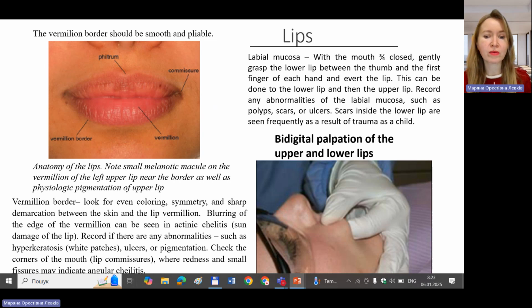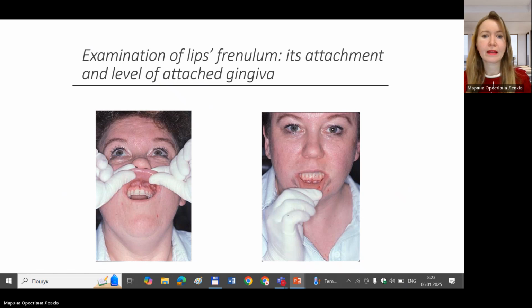Check the corners of the mouth. Lip commissures where redness and small fissures may indicate angular cheilitis. Lip frenulum. Its attachment of the lips to the gum mucosa, and there are maxillary and mandibular frenula.